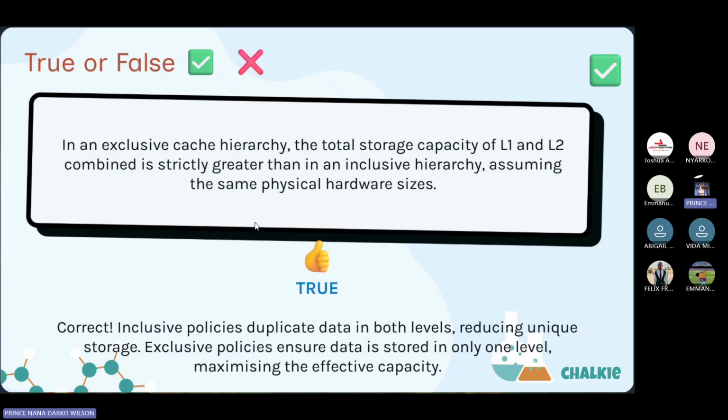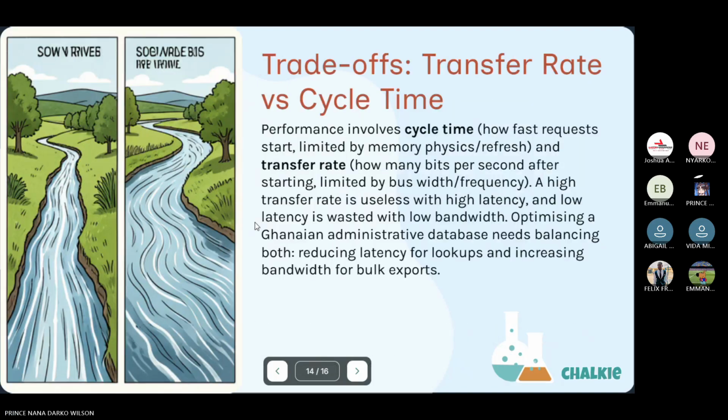So it means level 2 has to hold level 2 information as well as level 1 information. Therefore, it reduces its capacity. So it doesn't have much size to accommodate more data, since it has to cater for its own data and level 1 data. So it means in an exclusive cache hierarchy, the total storage capacity of L1 and L2 is strictly greater than in an inclusive hierarchy, assuming we maintain the same physical hardware sizes. So here are the trade-offs.